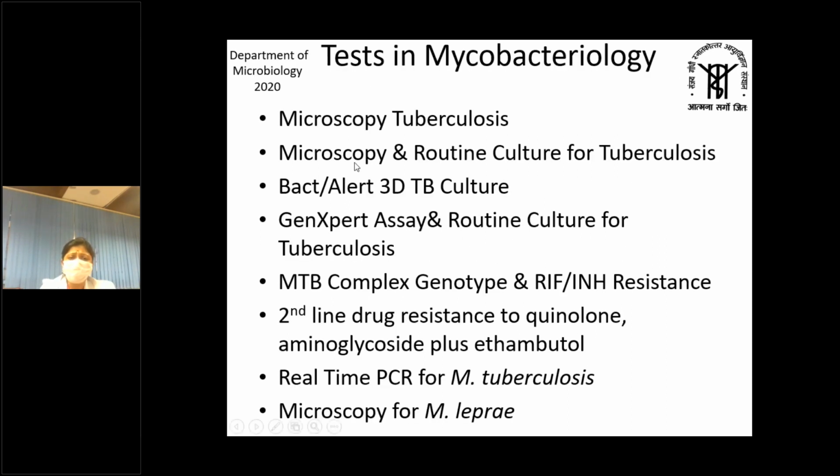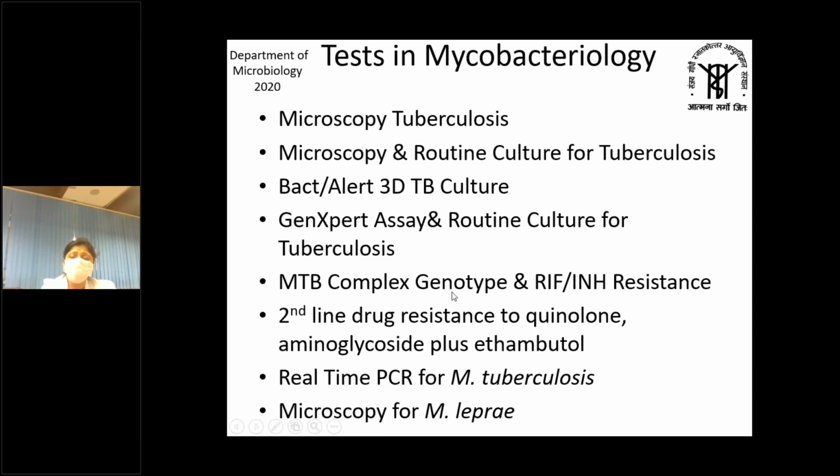Then in the mycobacteriology lab, we have microscopy and cultures, both routine as well as automated. We have the GeneXpert MTB/RIF assay, which can tell you within 2 or 3 hours whether the patient has Mycobacterium tuberculosis infection. This is especially good for pulmonary tuberculosis with sputum and BAL samples, and it will also give us an idea regarding the sensitivity to rifampicin, whether it is rifampicin sensitive or rifampicin resistant. So it gives us an idea regarding the multi-drug resistant status of the patient.